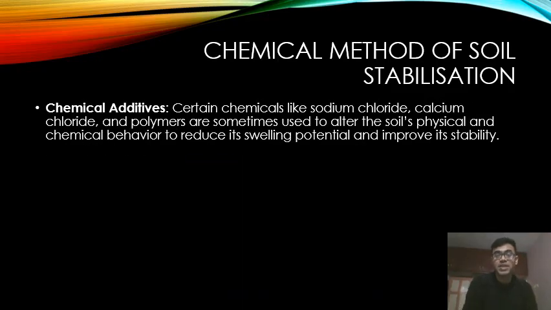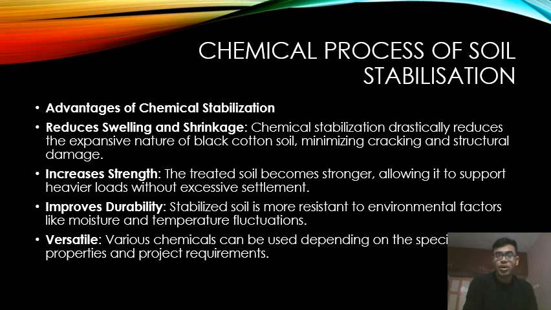Chemical additives, certain chemicals like sodium chloride, calcium chloride, and polymers are also used to alter the soil's physical and chemical behavior to reduce its swelling and shrinkage properties and increase the stability, strength and durability also. So these are the agents which we can use in the chemical stabilization. We have already learned this in the last slide, and these are the advantages of using chemical stabilization.